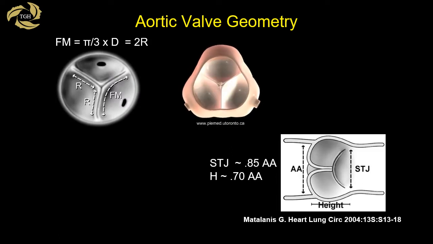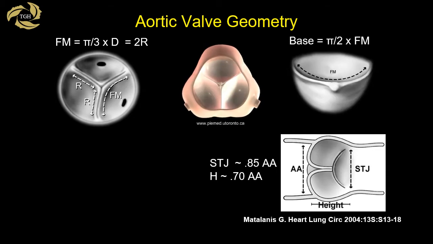Absolute cusp size variations are the rule. Cusp free edge margin is approximately equal to the diameter of the annulus. The base of the cusp is roughly equal to 1.5 times the length of the cusp's free margin.